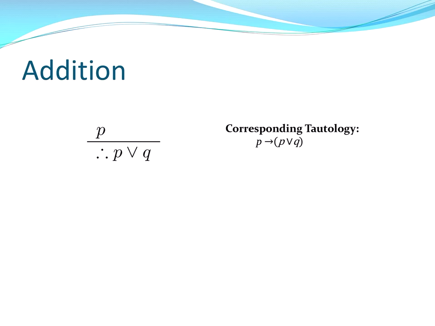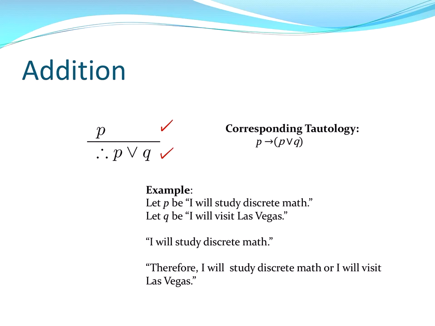Okay, the next rule of inference is addition. And this is very straightforward. It has one premise and one conclusion. P is the premise. I am saying that P is true. Therefore, I can disjoin anything with P and it will remain true because P is true. So P is true, therefore P or Q is true. P is I will study discrete math, Q is I will visit Las Vegas. The premise is I will study discrete math. Therefore, I will study discrete math or I will visit Las Vegas is a true statement. Addition.